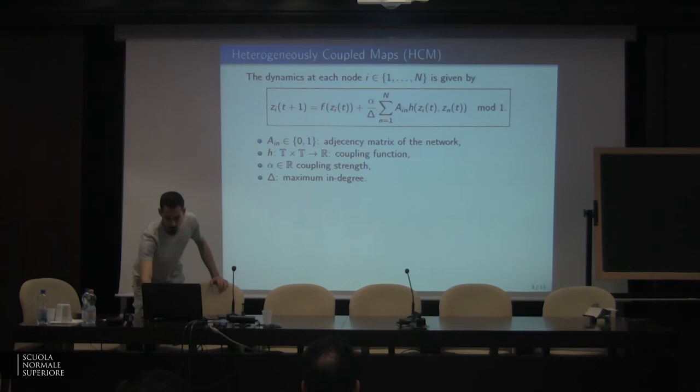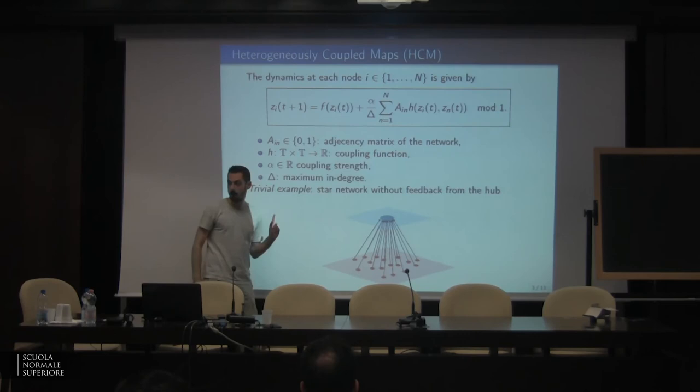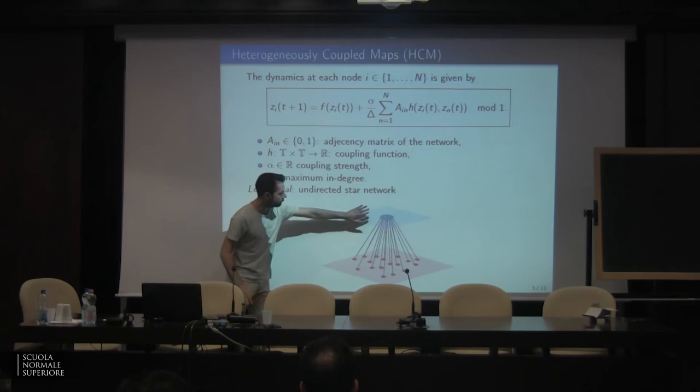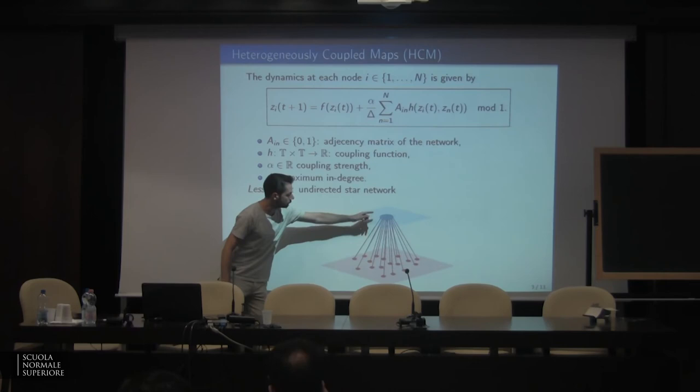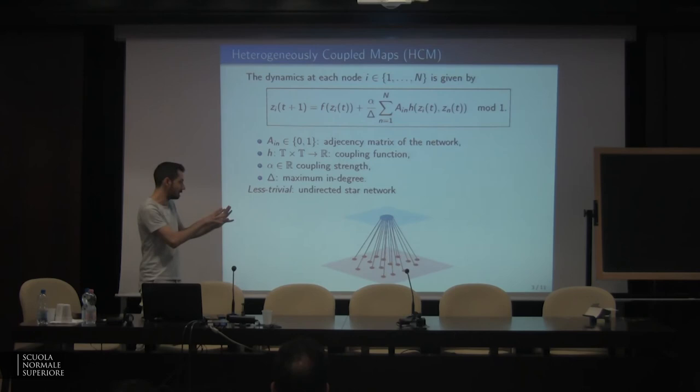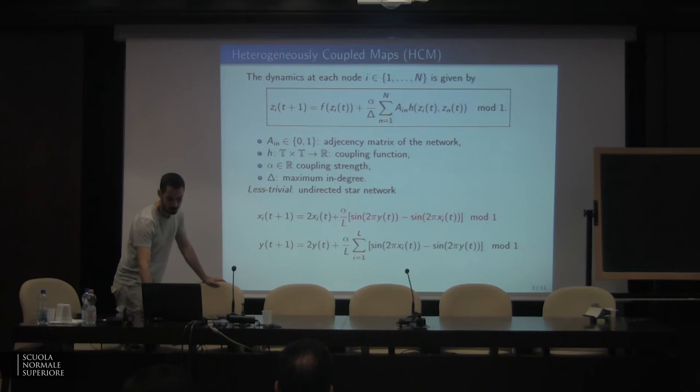Some easy examples are the star network, where you have lots of low-degree nodes and just one hub, and all the low-degree nodes feed some interaction to the hub, but not vice versa. So this is a skew product, actually. And then another almost trivial example is the one where you delete the arrows. This means that not only the low-degree nodes are influencing the hub, but also the hub is influencing them. So there is a feedback there, unlike in the skew product. And even though this looks like a very easy example, and it's very easy to describe, it's much less trivial to treat. So these are the equations in this case.